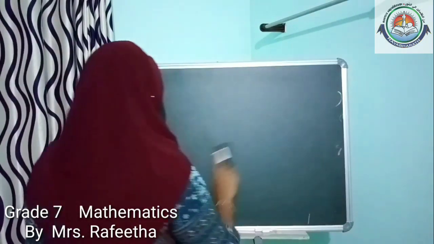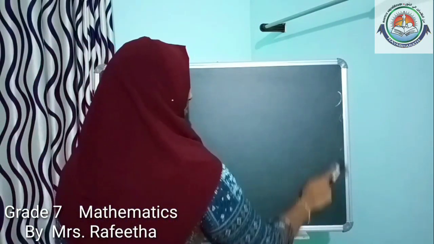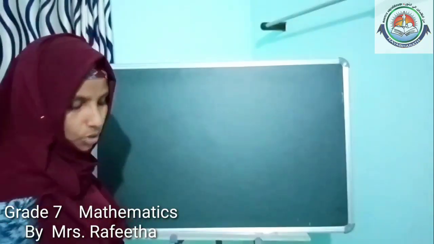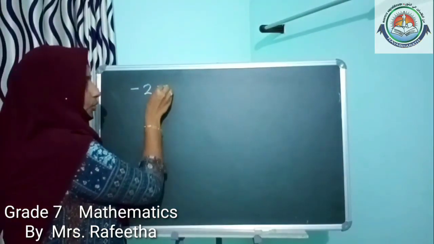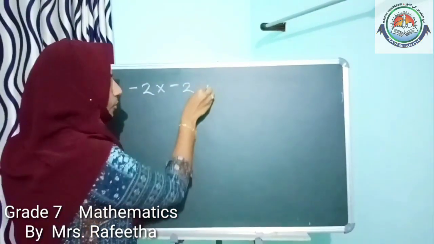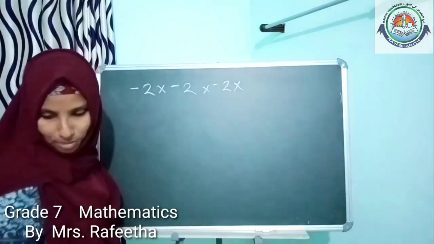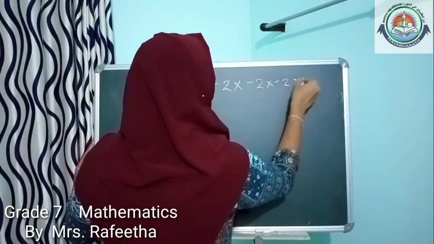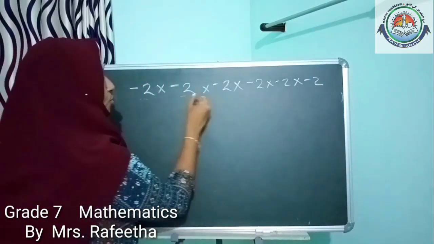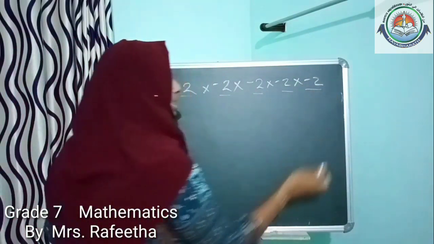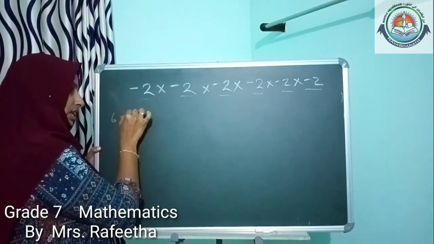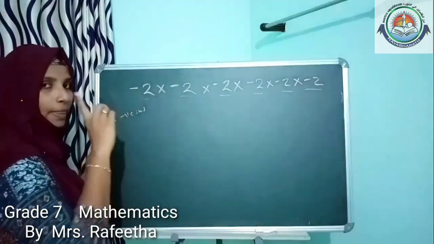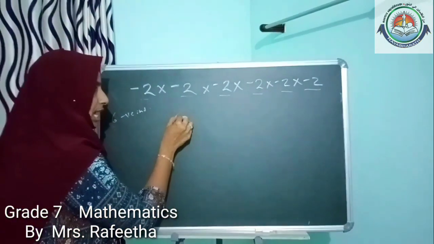Listen, one thing: the previous time we did the same question with variables. Instead of variables, they have given numbers. So minus 2 into... how many minus 2's are there here? 6 minus 2's are there: 1, 2, 3, 4, 5, 6. So 6 negative integers. 6 is an even number, so the answer will have a positive sign.